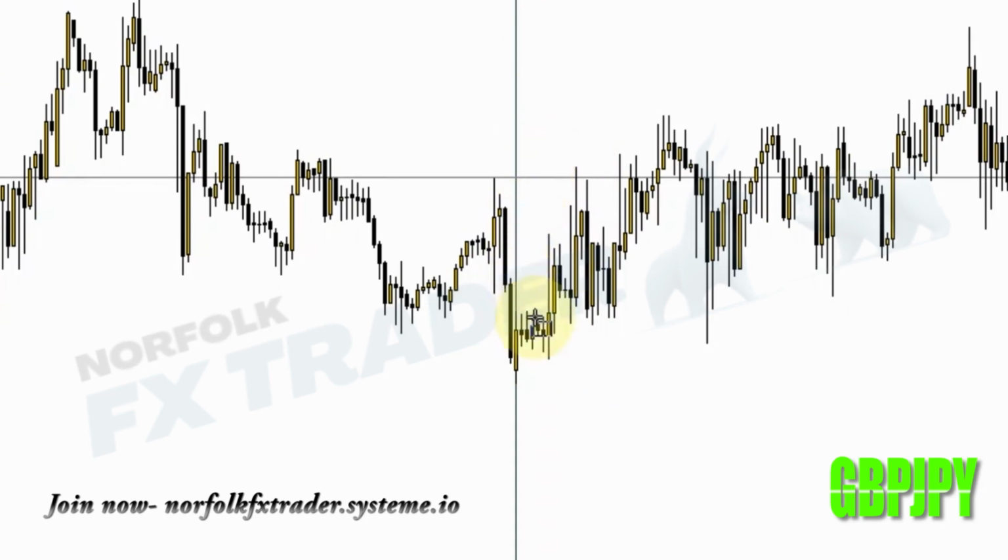Now looking at these last areas, this would be my area of demand. I'll be marking for an entry. Price does pull back in.